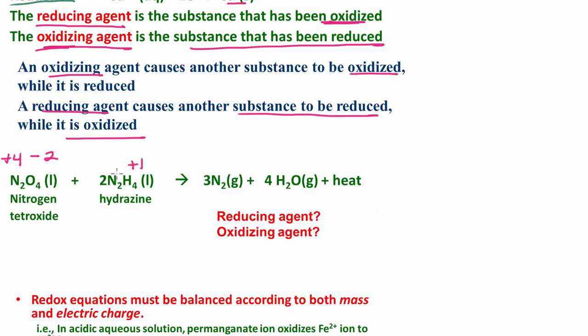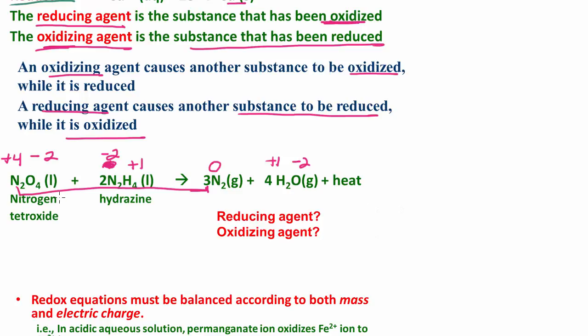the oxidation number of the nitrogen, we have 4 plus 1's. So that'd be a plus 4 divided by 2. That'd be a negative 2. Here we have nitrogen in its elemental form. That's 0. For water, hydrogen has a plus 1, oxygen a negative 2. So we see there's no change in the oxygen, but there is a change in the oxidation number for the nitrogen. So here we have nitrogen going from a plus 4 to a 0.